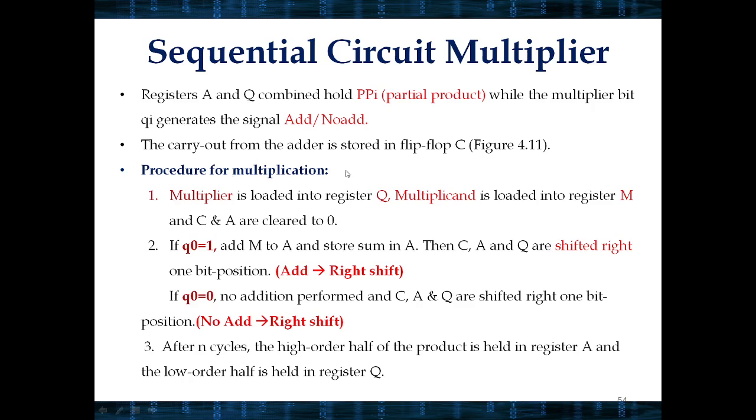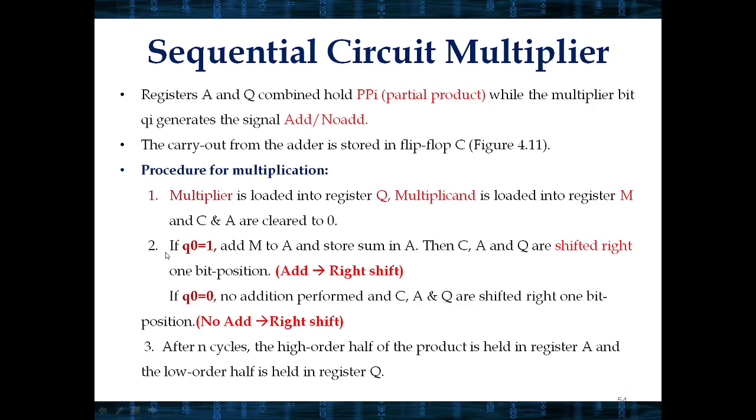The procedure for multiplication. Step 1. Multiplier is loaded into register Q. Multiplicand is loaded into register M. And C and A are cleared to 0. So initially C is nothing but the carry out. So carry and register A are initially set to 0.